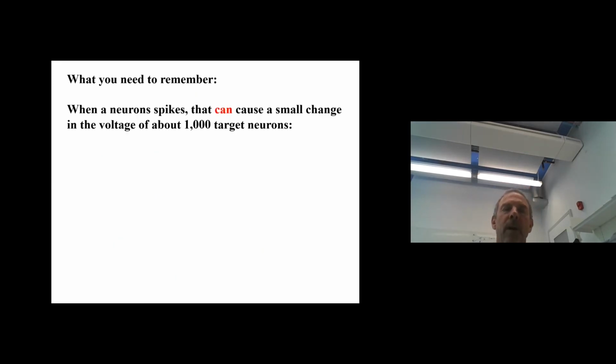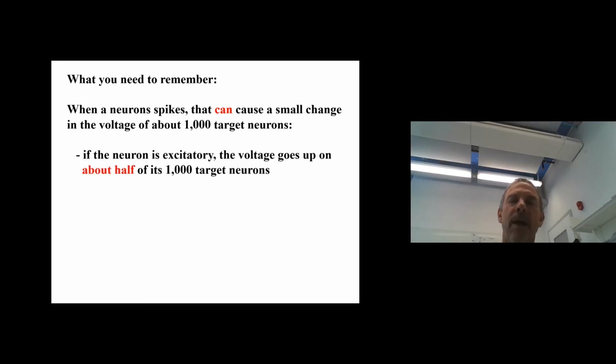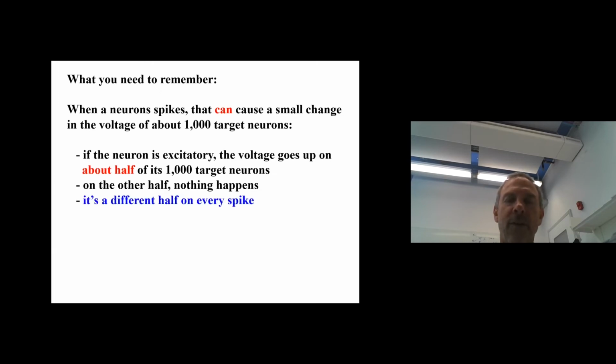So what do you need to remember? When a neuron spikes, that can cause a small change in the voltage of about 1,000 target neurons. I emphasize can because it's a really weird feature. For an excitatory neuron, the voltage goes up on about half of its 1,000 target neurons. On the other half, absolutely nothing happens. It's called failures, and it's a different half on every spike. It's quite a random half of the target neurons that get input. Complete mystery why this happens.